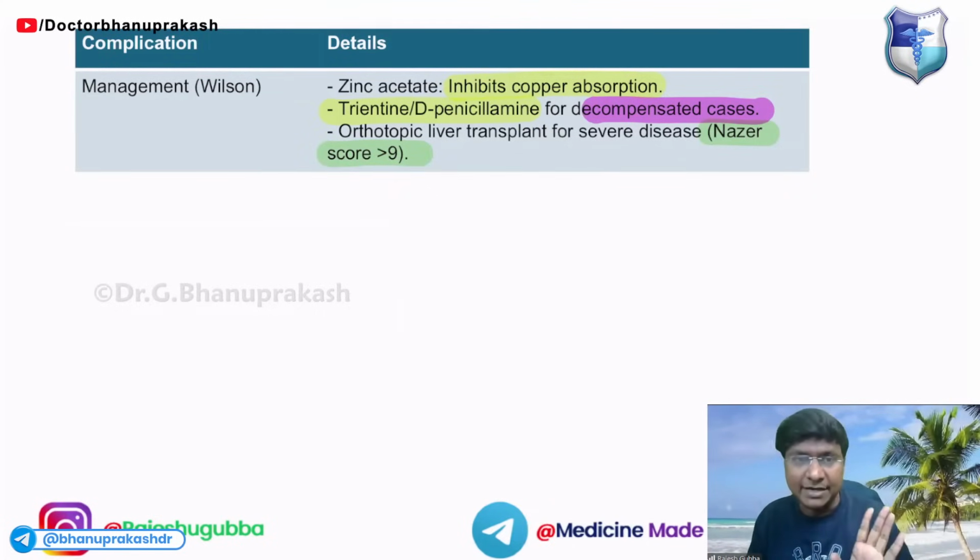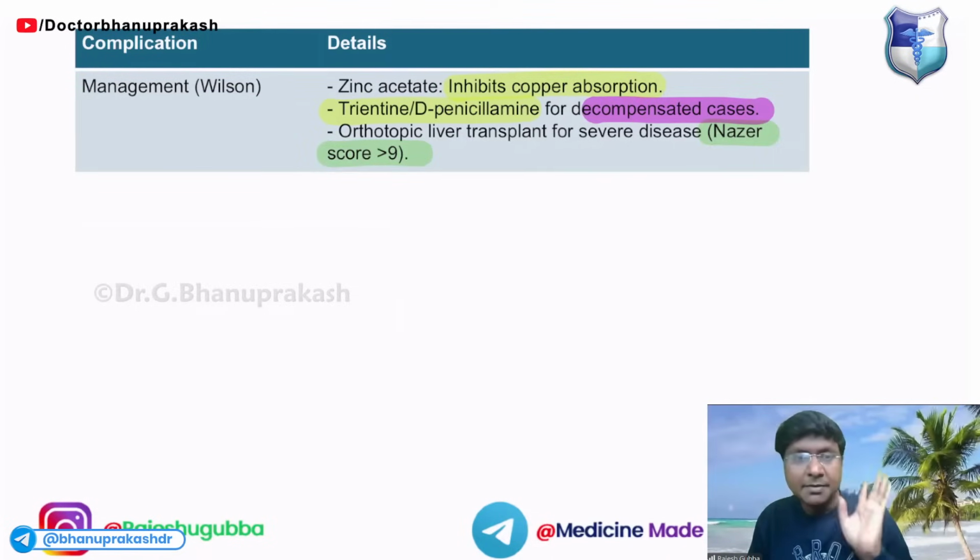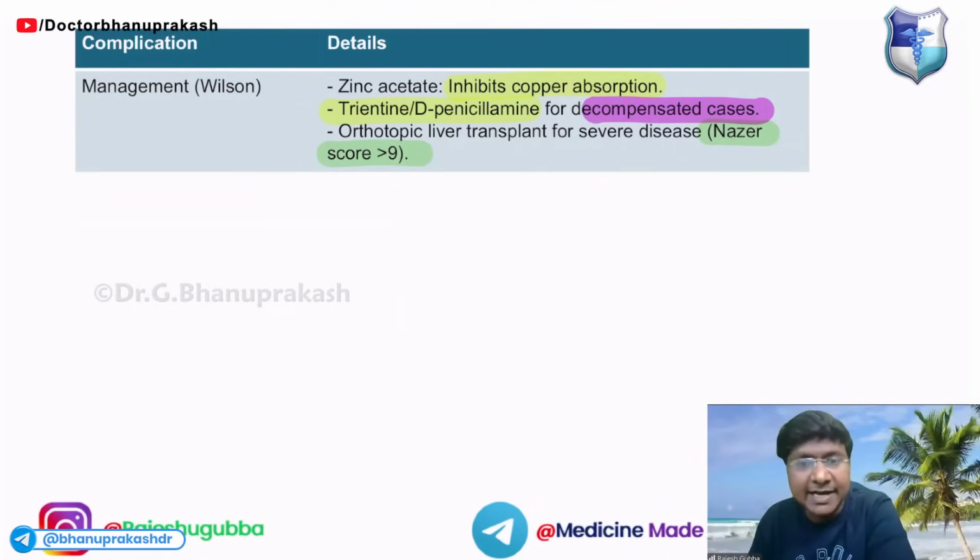Type of cirrhosis, macronodular cirrhosis. Within the eye, KF ring. Within the kidney, Fanconi syndrome. Within the brain, resting tremors and extrapyramidal side effects. Workup, 24-hour urinary copper. Confirmation by genetic testing. MRI head, face of panda sign. Treatment, zinc acetate. Mechanism, inhibits the copper reabsorption. Right? That is about Wilson's.